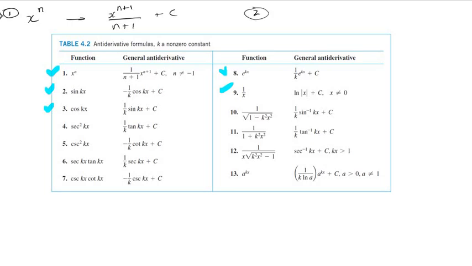And the second, sin x, sin kx. The antiderivative of sin x is minus cos x, and for sin kx it is minus cos kx, and you just divide it by the constant k. K could be 2 or half, no matter what it is, you divide by the constant, and then you get the antiderivative. Of course, you have to add a constant c for the antiderivative.